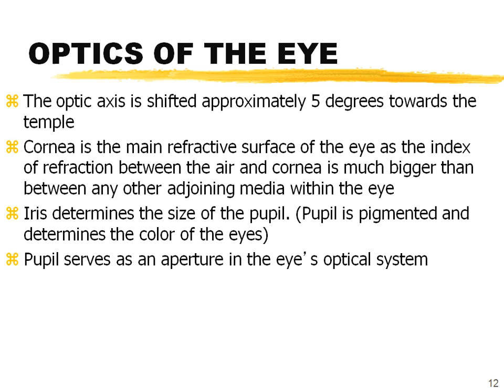Now, your eyes, the optic axes are such that they are actually not parallel to each other. They actually converge at a point in front of us, and the optic axis is offset towards the temple. Okay, so it's a 5-degree offset towards the temple. The cornea itself forms the main refractive structure for us, okay, and has a very, very high index of refraction. It's in fact almost equal to water.